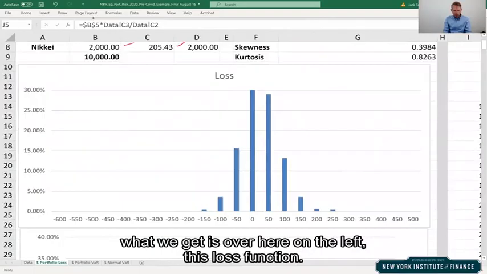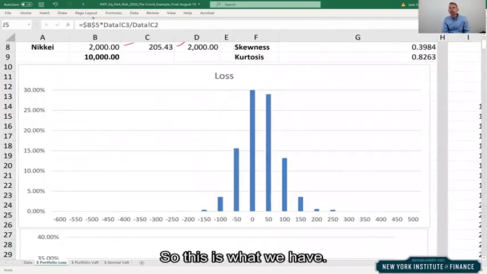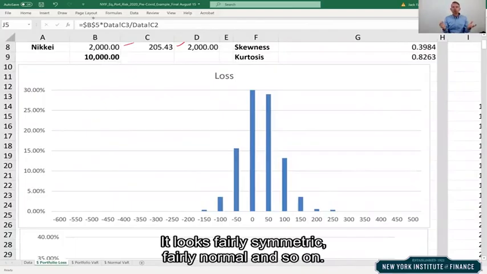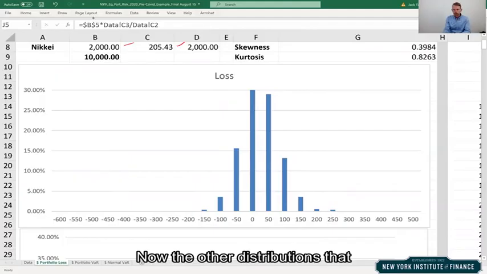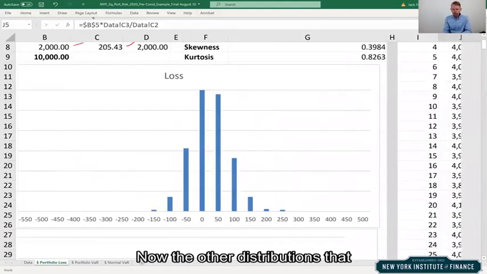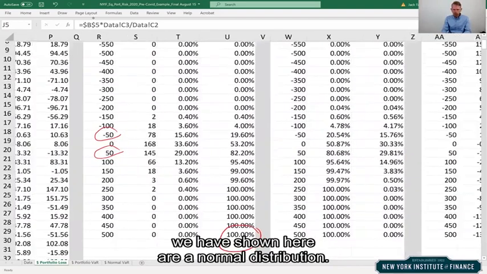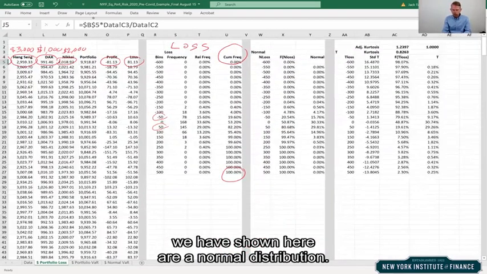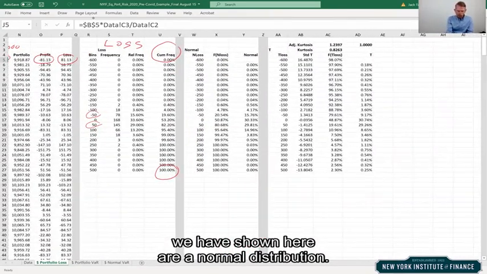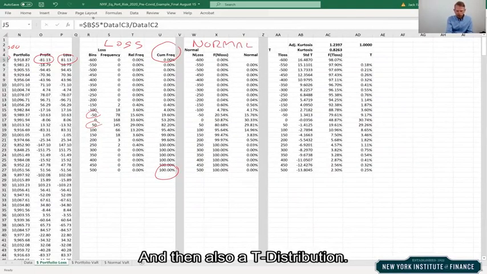on the left, this loss function. So this is what we have. So this is our distribution. It looks fairly symmetric, fairly normal, and so on. Now, the other distributions that we have shown here are a normal distribution and then also a t-distribution.